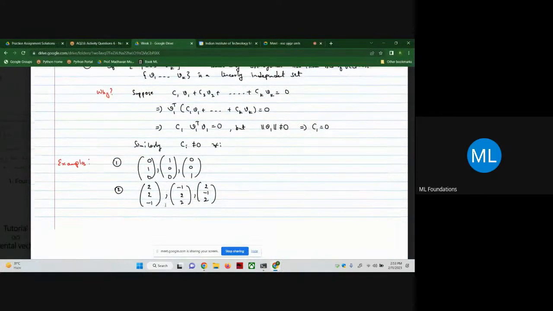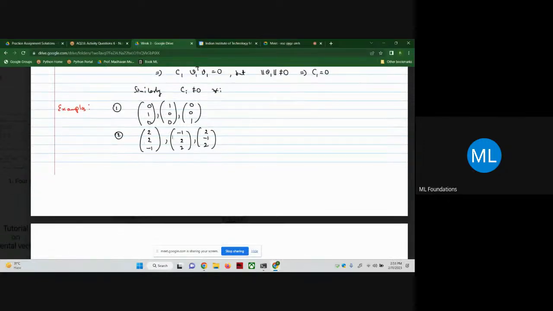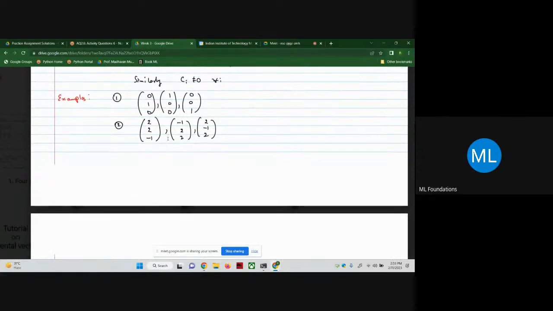So here we could see 0 1 0, 1 0 0, 0 0 1. These are linearly independent vectors. Similarly, they have given these other examples.